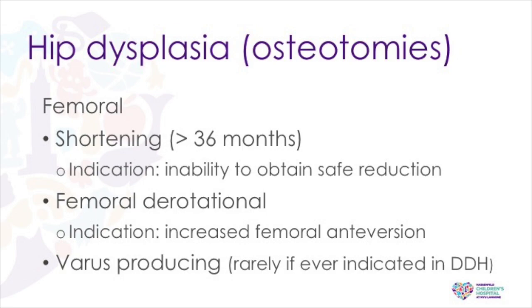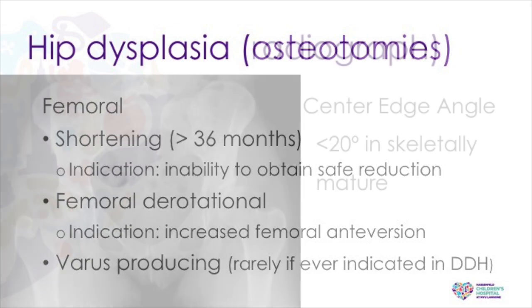A simple shortening osteotomy is almost universally required in patients over 36 months, with the indication being an inability to obtain a safe reduction without undue pressure across the joint. Derotational osteotomies are indicated when there is increased femoral anteversion that will not correct with the amount of growth remaining. Varus-producing osteotomies are rarely, if ever, indicated in typical developmental dysplasia of the hip.